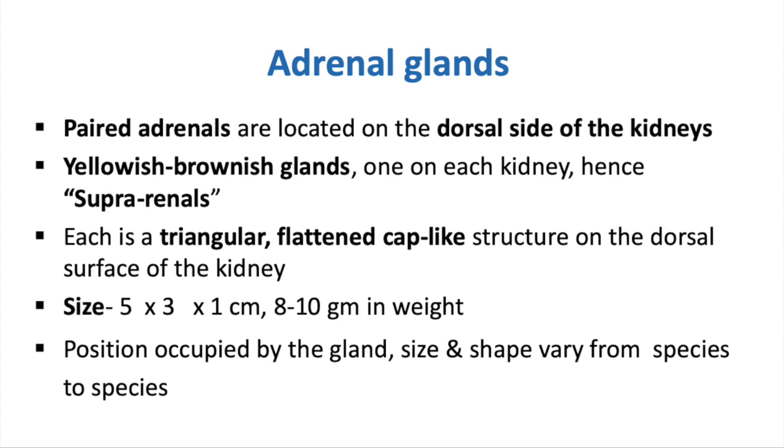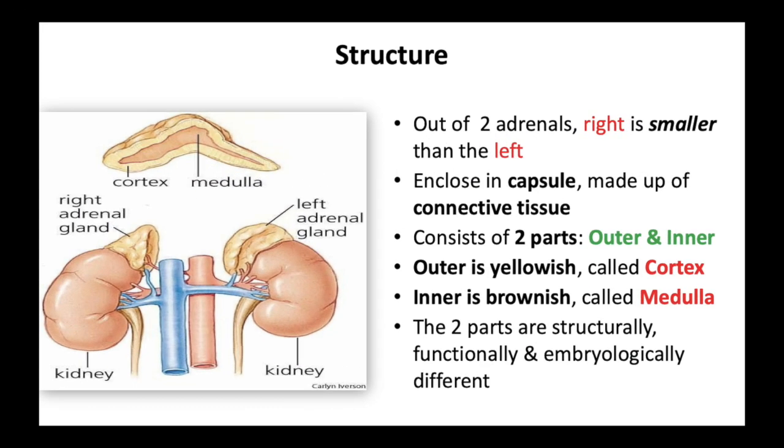The position occupied by the gland, size and shape vary from species to species. Out of two adrenals, right is smaller than the left. They are enclosed in a capsule made up of connective tissue. Each consists of two parts, outer and inner. Outer is yellowish called cortex and inner is brownish called medulla. These two parts are structurally, functionally and embryologically different.